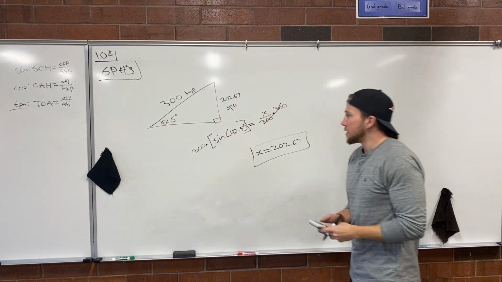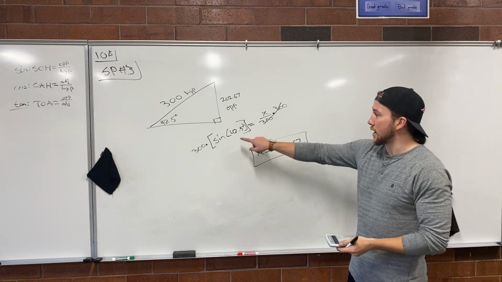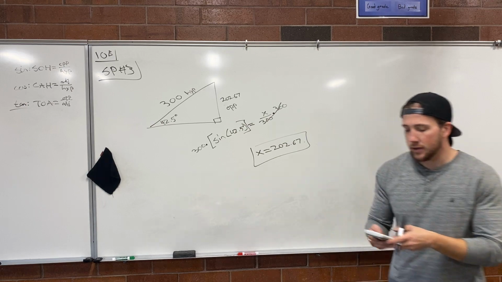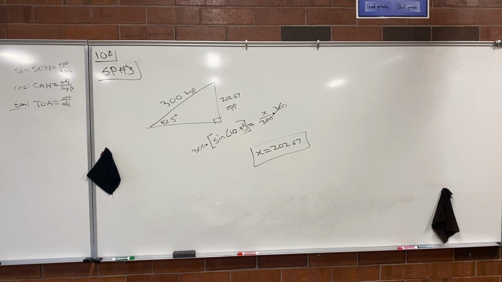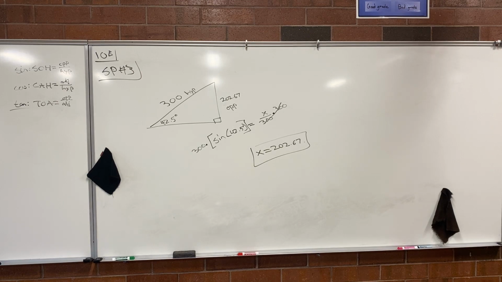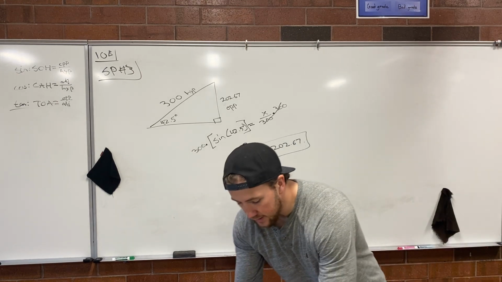202.67. And so this is the same way as if I would have done this first as a decimal. So sine of 42.5 would give me about 0.675. And then I multiply that by 300. And that's where I get the 202.67. Okay, so that's it for Unit 10B, you guys.